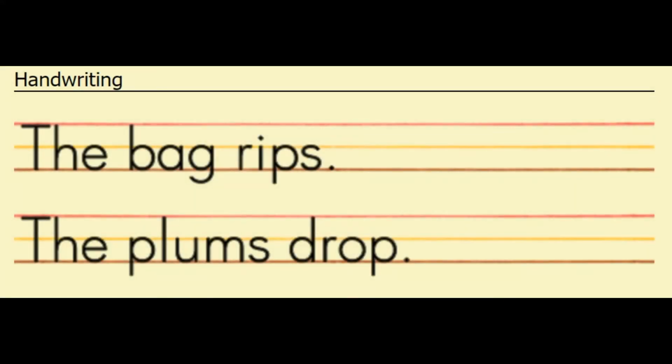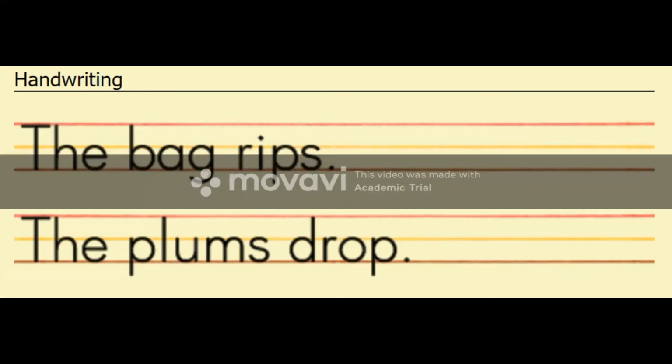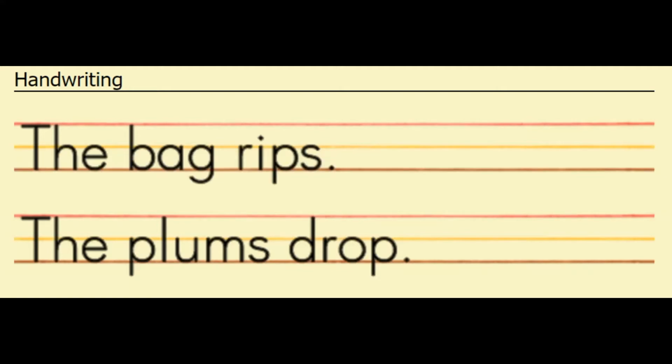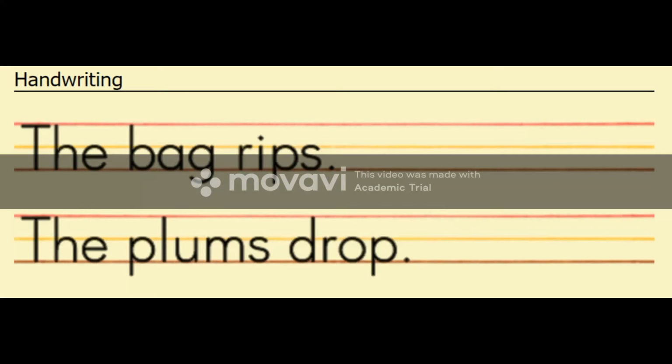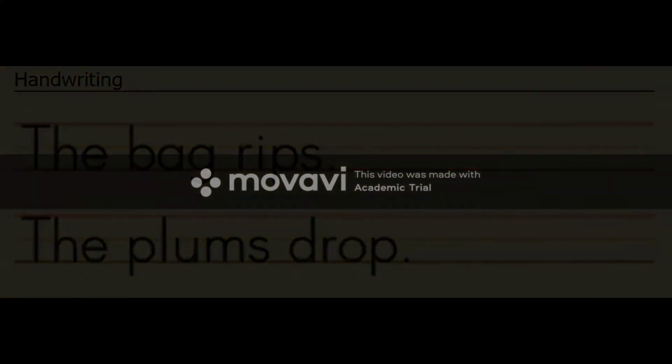Okay, now we're going to move on to some sentences. I'd like you to use your whiteboard and to write these two sentences down. Let's look at the top sentence. Read it with me. The bag rips. And the bottom sentence, the plums drop. Notice each sentence begins with a capital letter and it ends with a period. Please go ahead and write those two sentences down on your whiteboard.